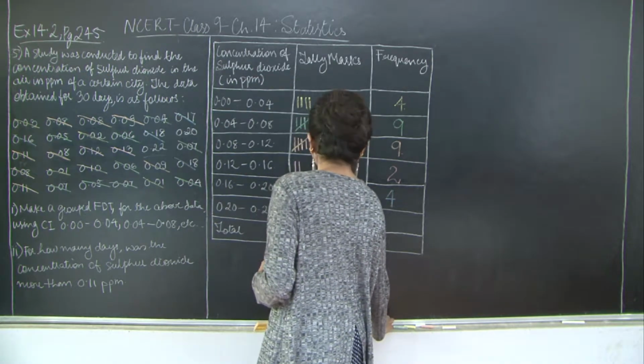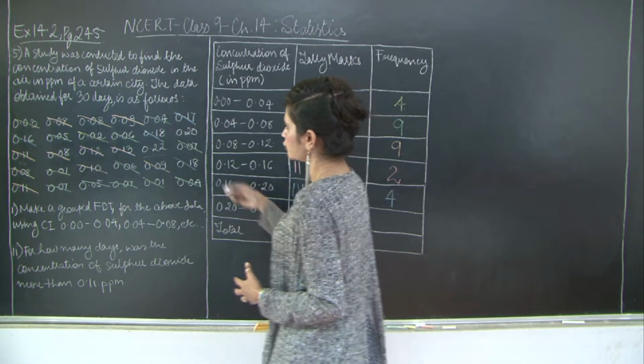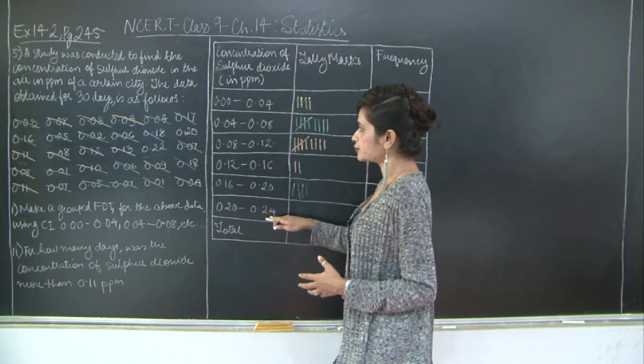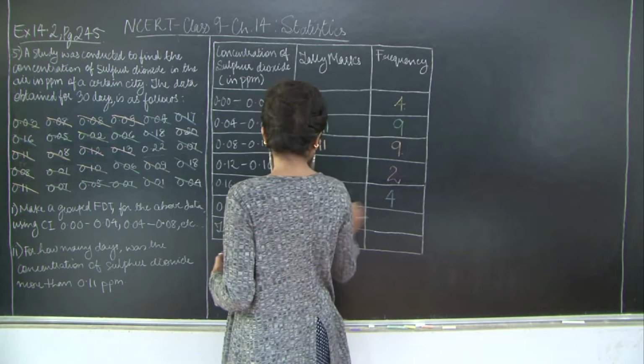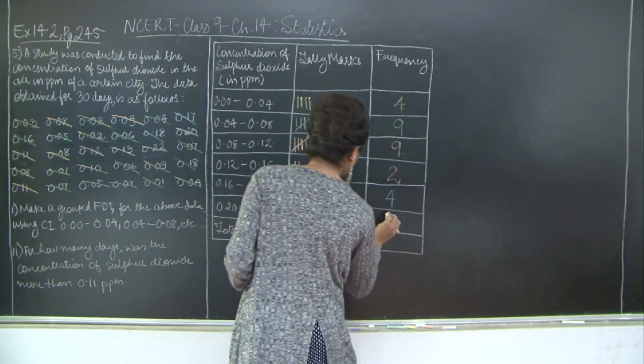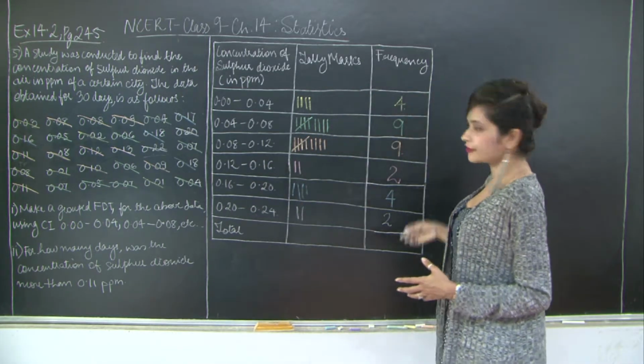Now let's check the final category, which is 0.20 to 0.24. So values greater than or equal to 0.20 and less than 0.24. So you have 1 and you have 2. So this is 2. Now let's check whether we get a total of 30.